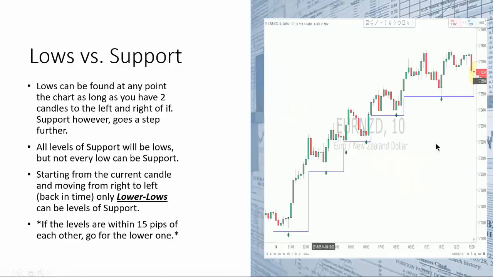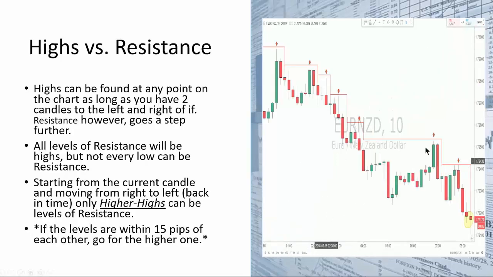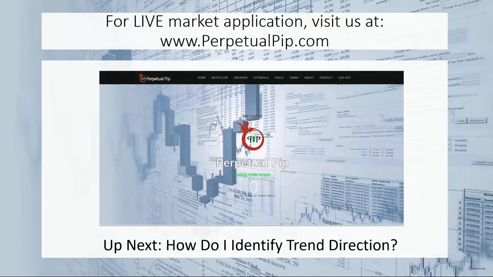What you get when you take a look at these levels of support and these levels of resistance is you get kind of a staircase effect. When you're looking for support, you see a descending staircase. When you're looking for resistance, you see an ascending staircase, right? So this is not a difficult concept. I'll be more than happy to work with you on this live if you need a little bit of clarification. Definitely not a problem in the live sessions.